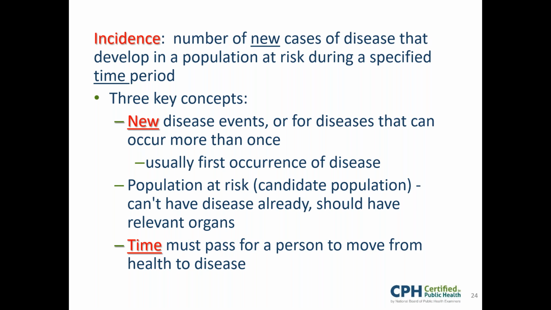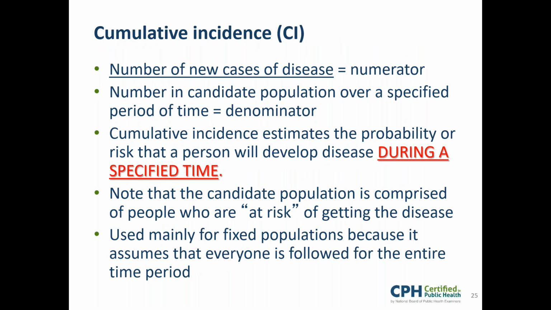And time is an important component. So time must pass for a person to move from health to disease. There are two types of incidence measures that we're going to cover: cumulative incidence and incidence rate. Next slide, please.